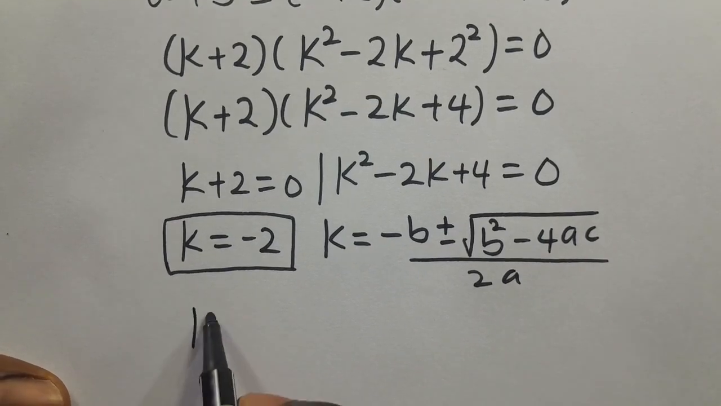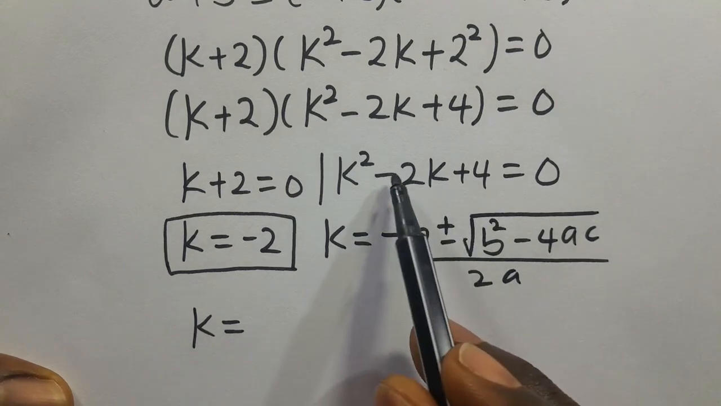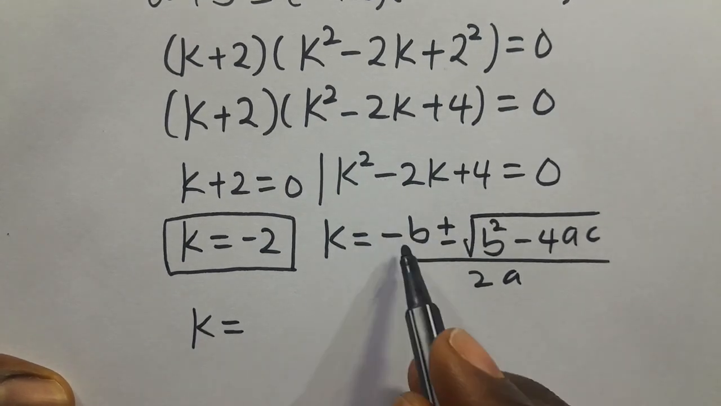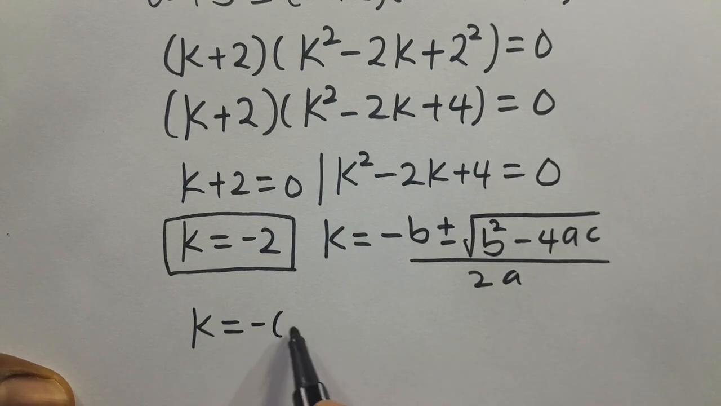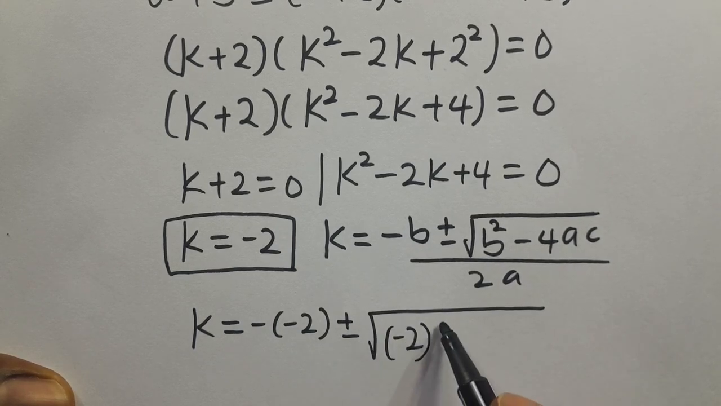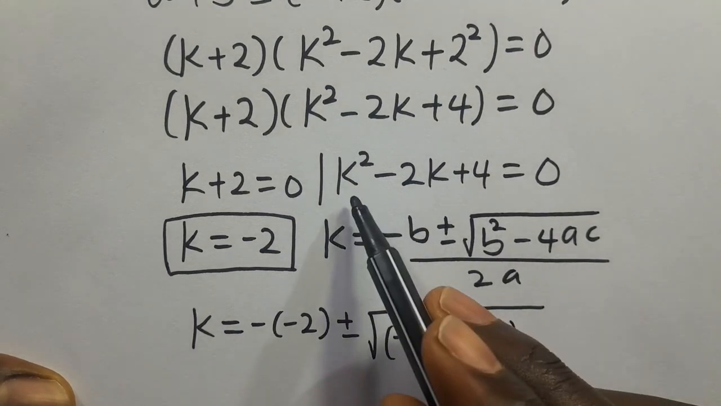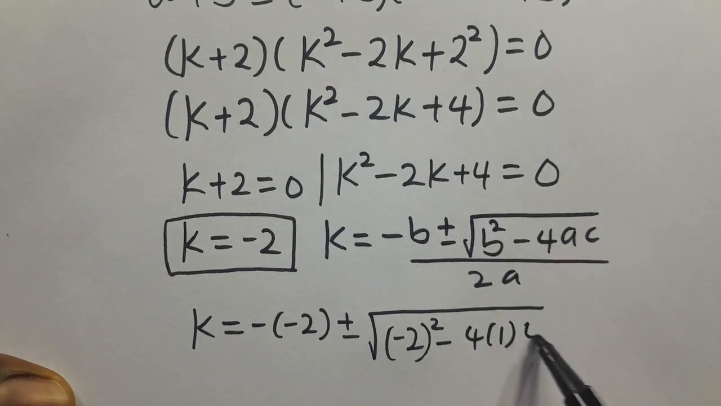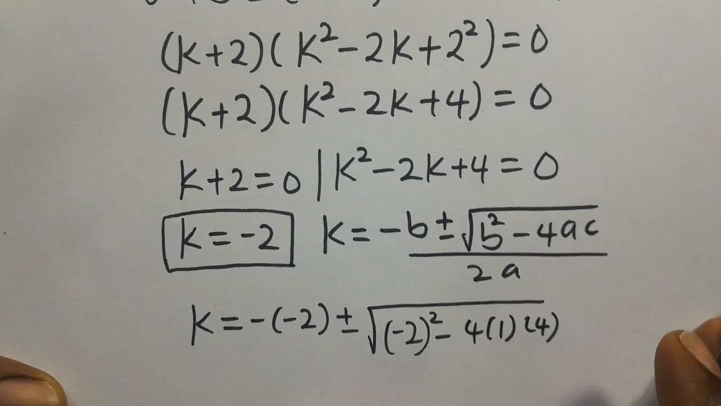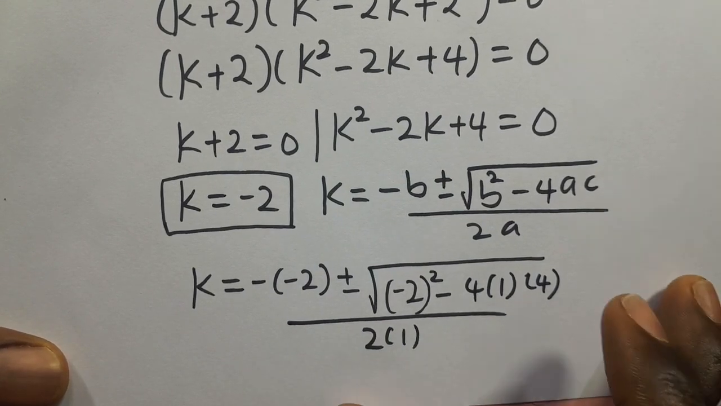So from here, k equals: now parameter b is the coefficient of k, which is minus 2. So we have minus outside, so we have a minus 2, positive or negative, roots of minus 2 in parentheses to the power of 2 minus 4 multiplied by a, the coefficient of k square, which is 1, and c is the constant, which is 4. Then all divided by 2 multiplied by 1.